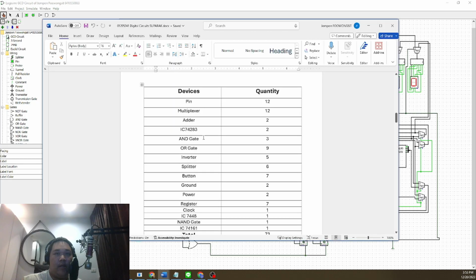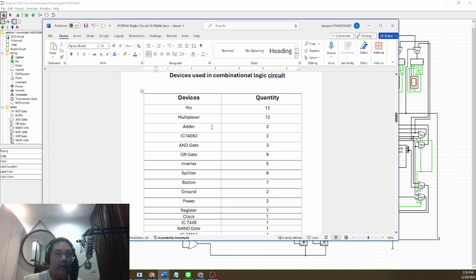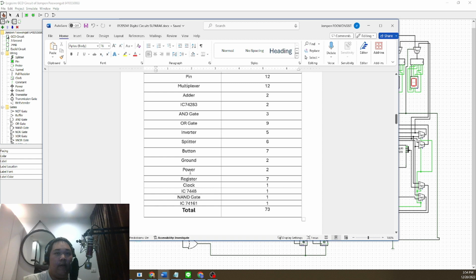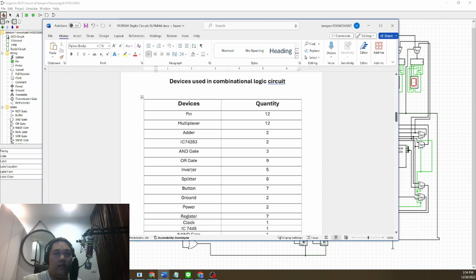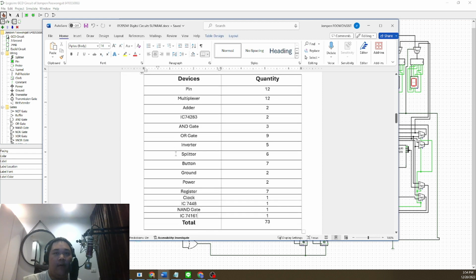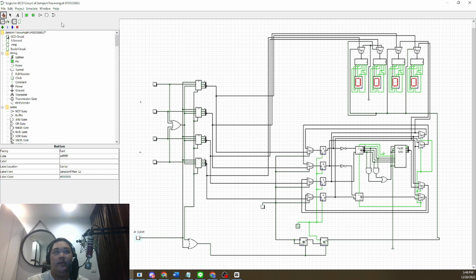Here is my device table using our combination. Here we have the pin, multiplexer, adder and a lot of devices. This device table is not only for the main circuit, it covers all circuits: the 7448, the 3-second resetting, and the Euclid circuit. That is my GCD calculator. Thank you.